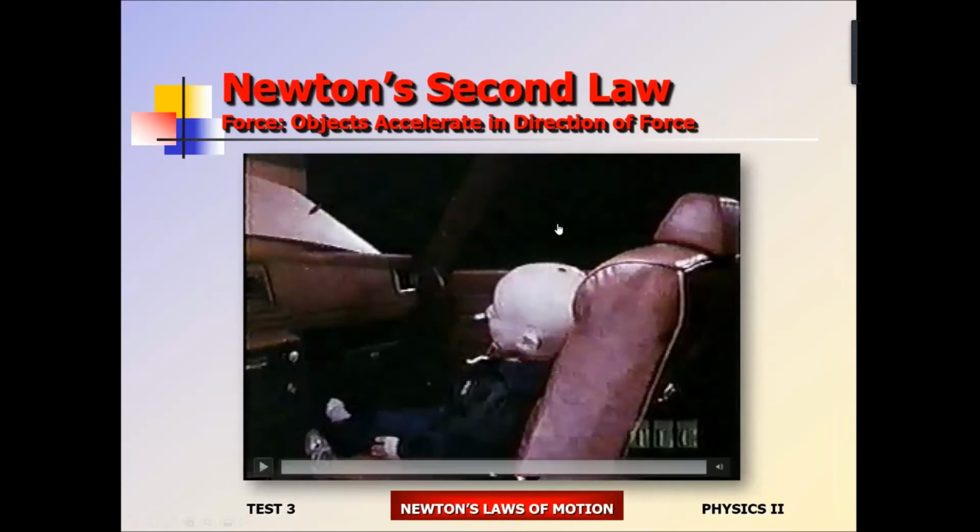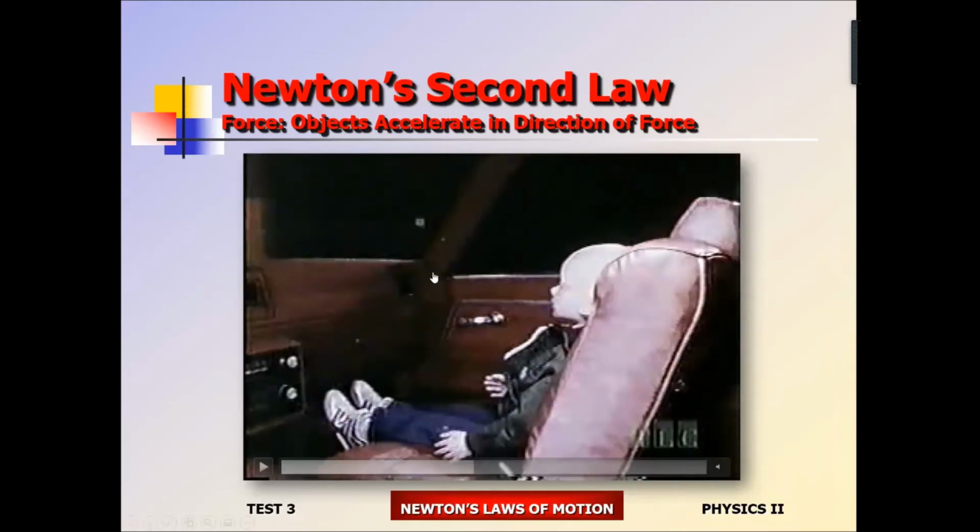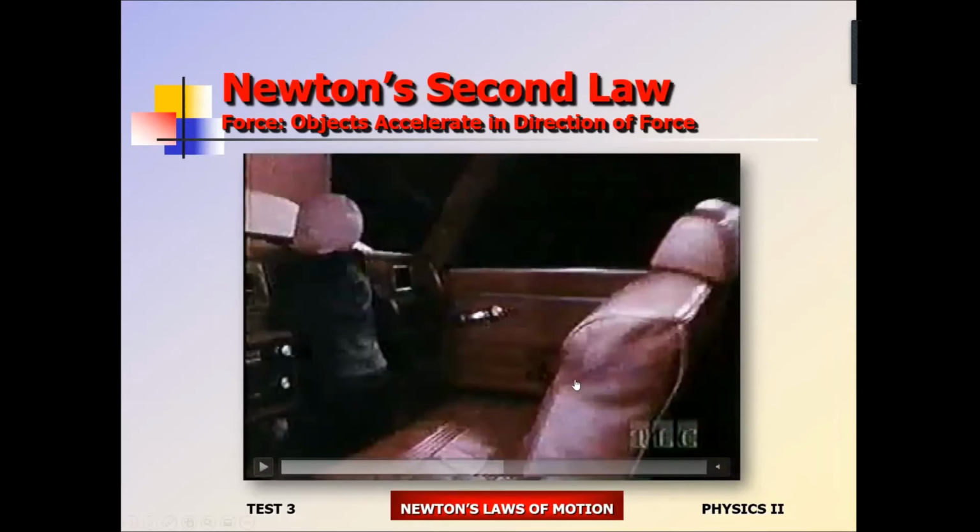All right, so crash testing, 40 miles per hour. The vehicle is moving at 40, dummy is moving at 40. Crash. Notice that the dummy gets projected in the opposite direction of the acceleration of the vehicle. The vehicle is slowing down.